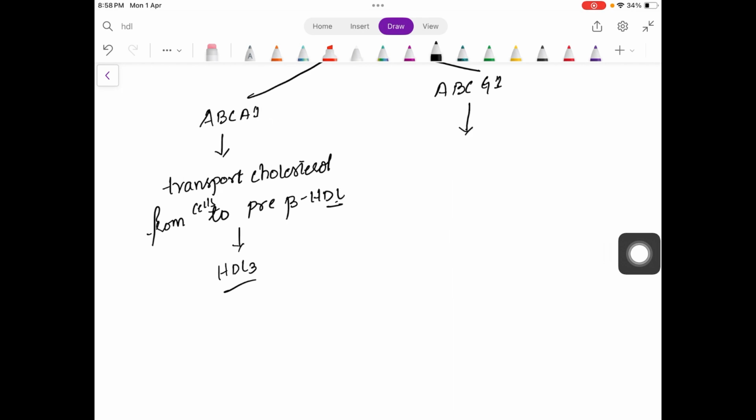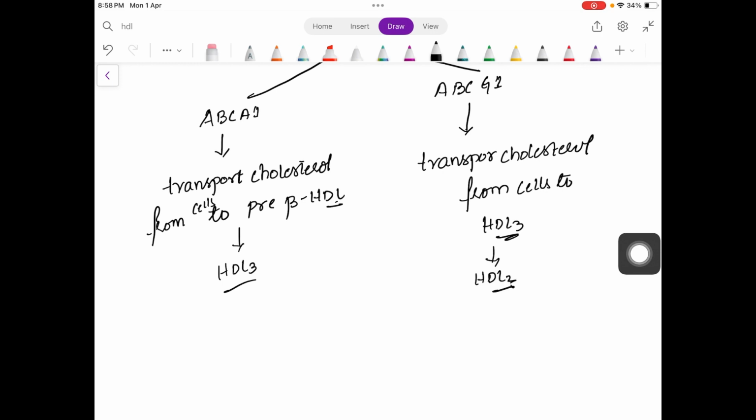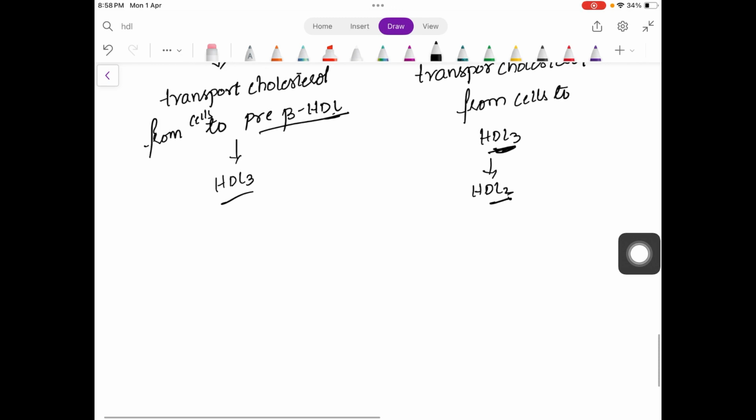And this ABCG1, what they will do, they will transport cholesterol from cells to HDL3 molecule, and this HDL3 will become HDL2. So ABCA1 and ABCG1 have two different functions. ABCA1 will act on the pre-beta HDL molecules, and ABCG1 will act on HDL3 molecules. They will donate cholesterol to HDL3 molecules, and they will form HDL2.